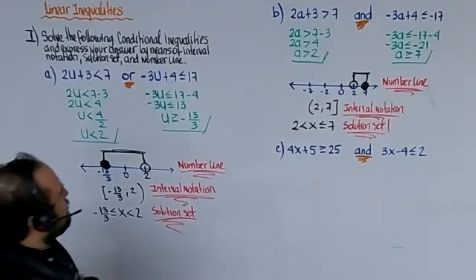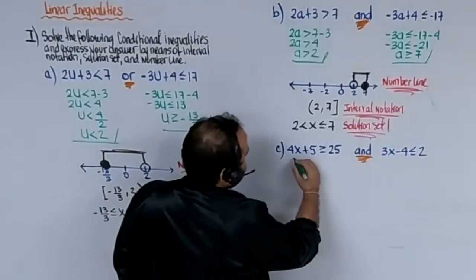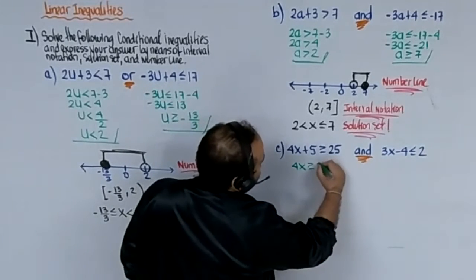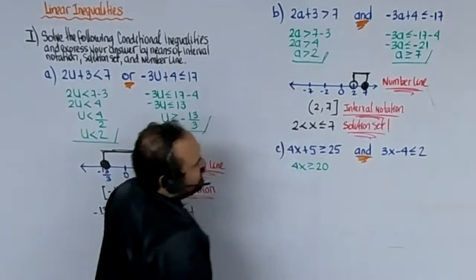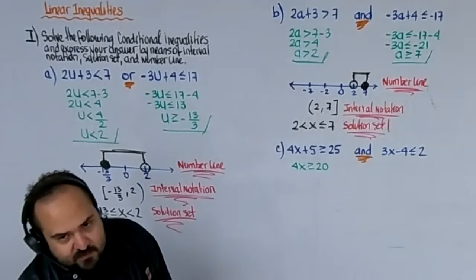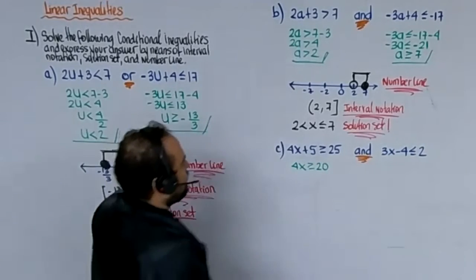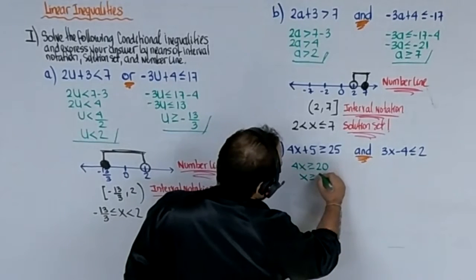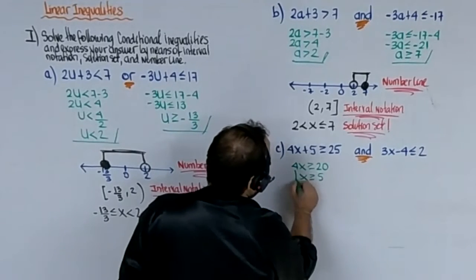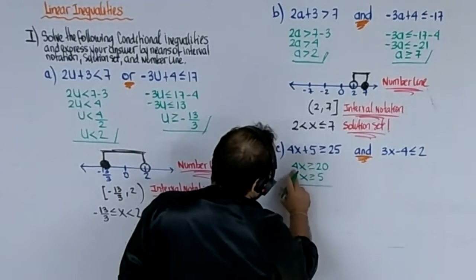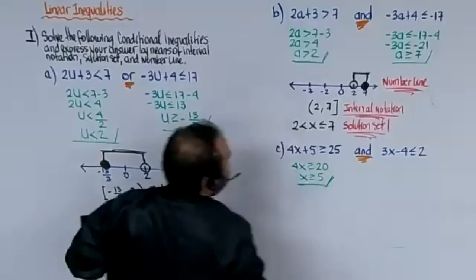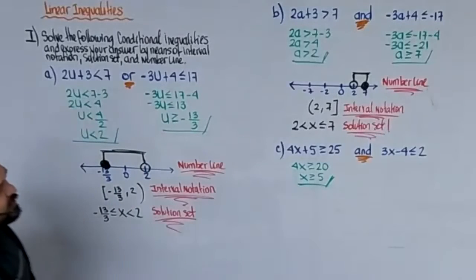In the first one, 4x will be less than or equal to 20 because 25 minus 5 is 20, and x will be greater than or equal to 5. How do I know? Because 20 divided by 4 gave us 5. Okay? This is for one hand.